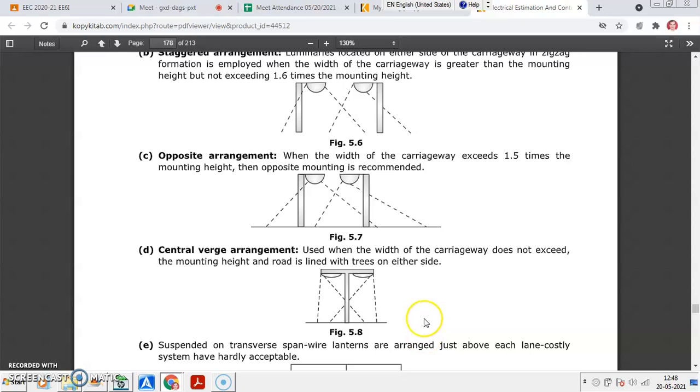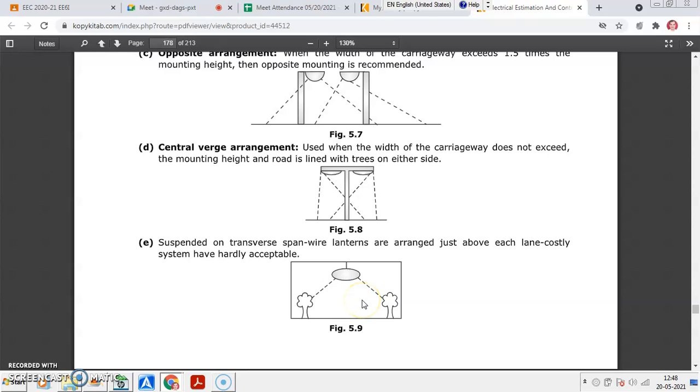If you put the lamp post among these trees, you may not have sufficient illumination on the road surface. So lamp poles are fixed at the center. That is what is called a central verge arrangement, and lamps are fixed opposite to each other on this lamp pole.